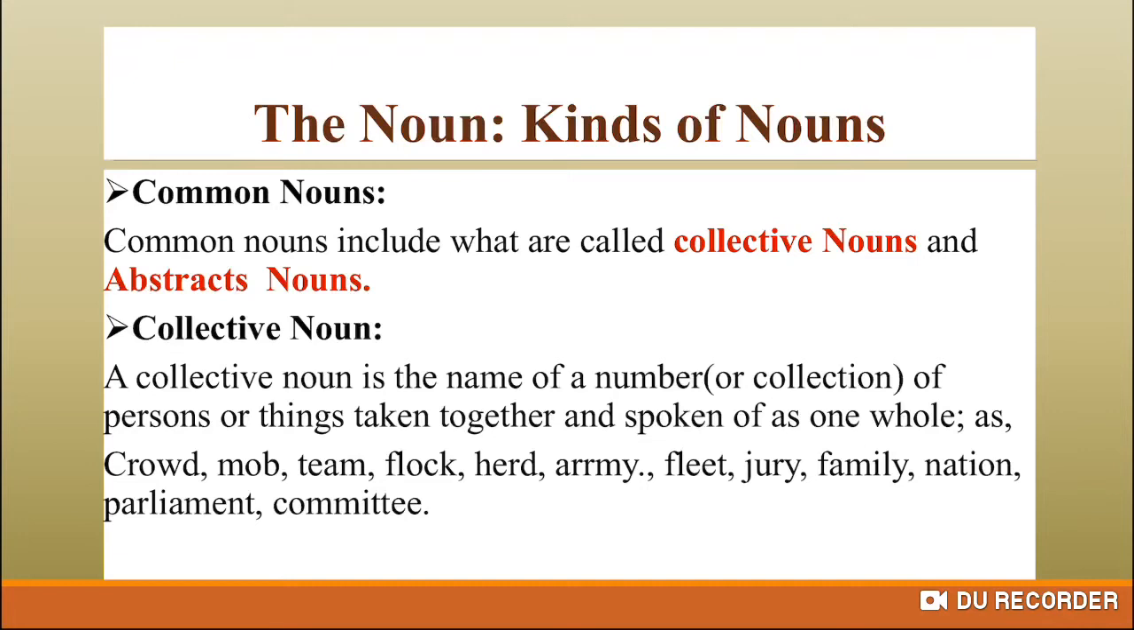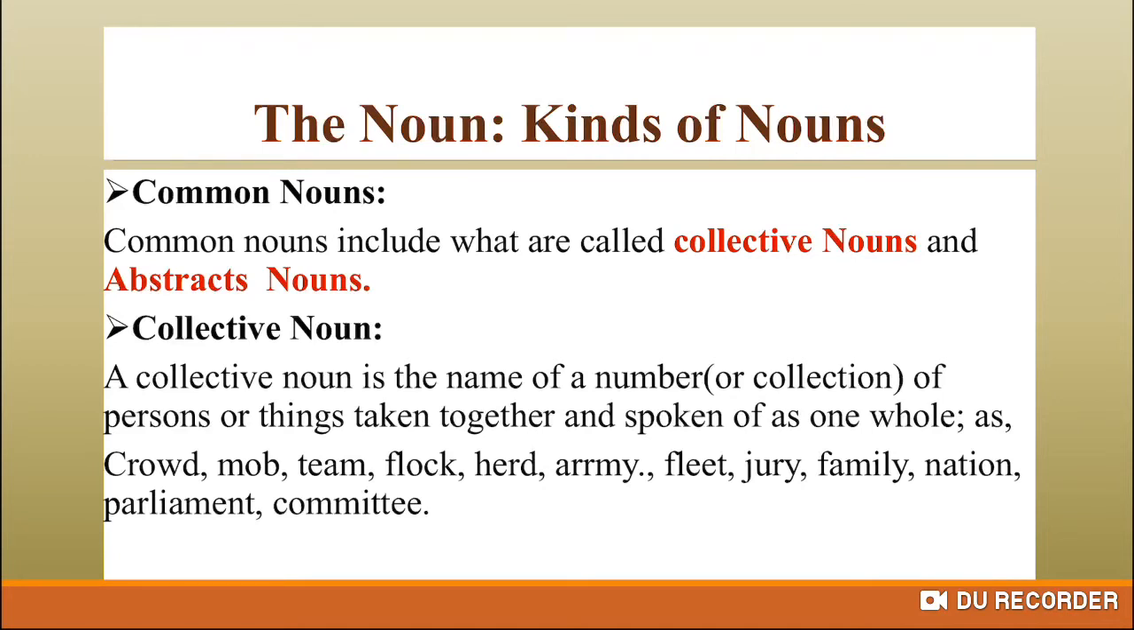Then common nouns include collective nouns and abstract nouns. What the collective noun is? जब हम collection of things को या collection of persons को जो है are taken together or spoken of as one whole, तो फिर that noun is called a collective noun. For example, like mob, crowd, team, flock, herd, army, fleet, jury. Different words are used as collective nouns.